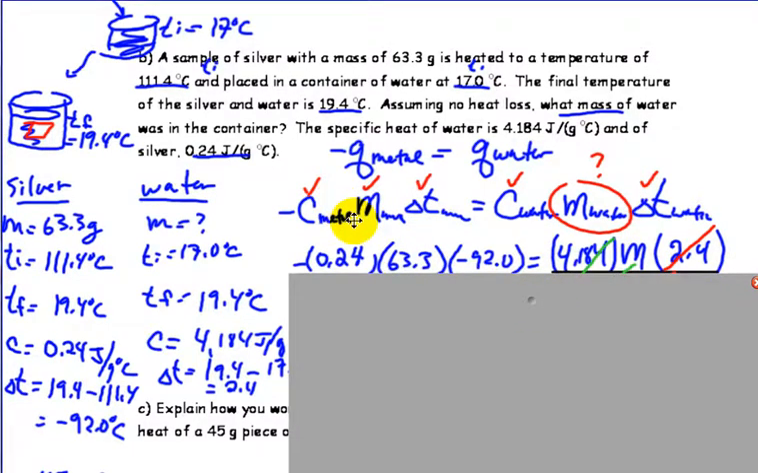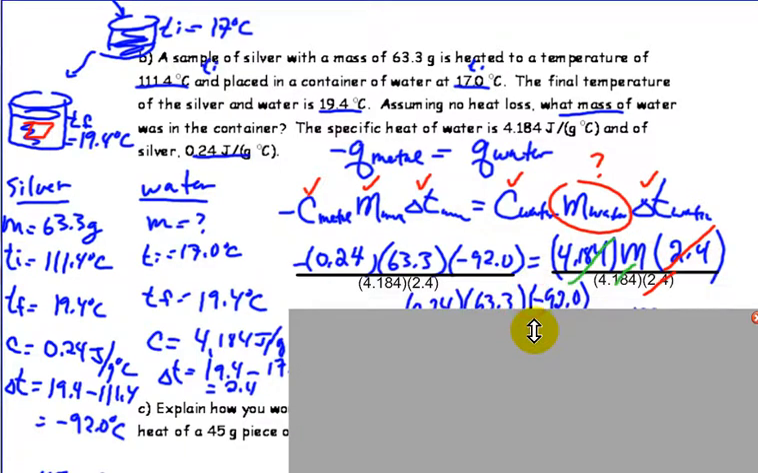So the specific heat of metal, 0.24, mass, 63.3, temperature change, negative 92. Liquid water, 4.184, mass is my unknown, and temperature change, 2.4. So I need to isolate m. And of course, on the right-hand side here, I have 4.184 multiplied by m multiplied by 2.4. So to undo multiply, divide by 4.184 and 2.4. Of course, what you do on the right-hand side, you have to do on the left-hand side.